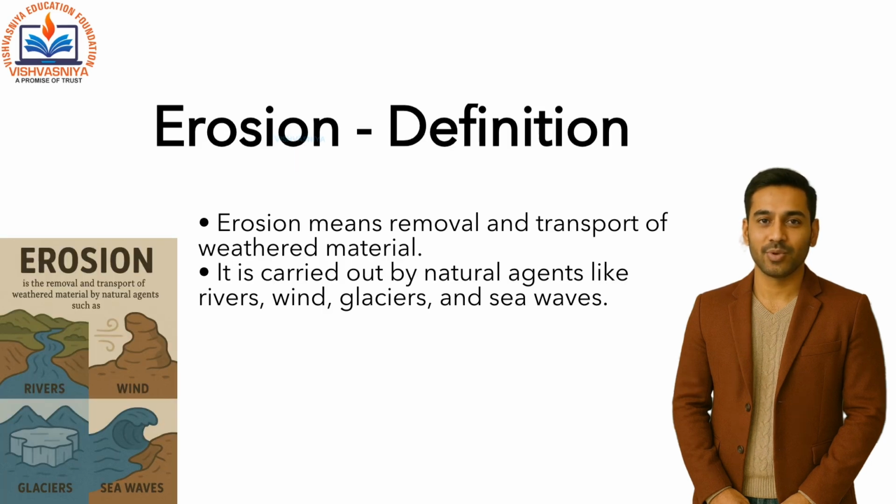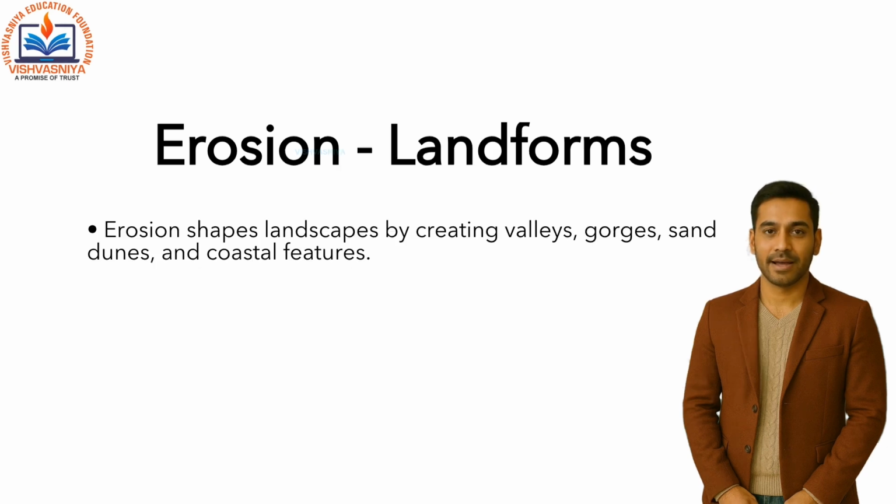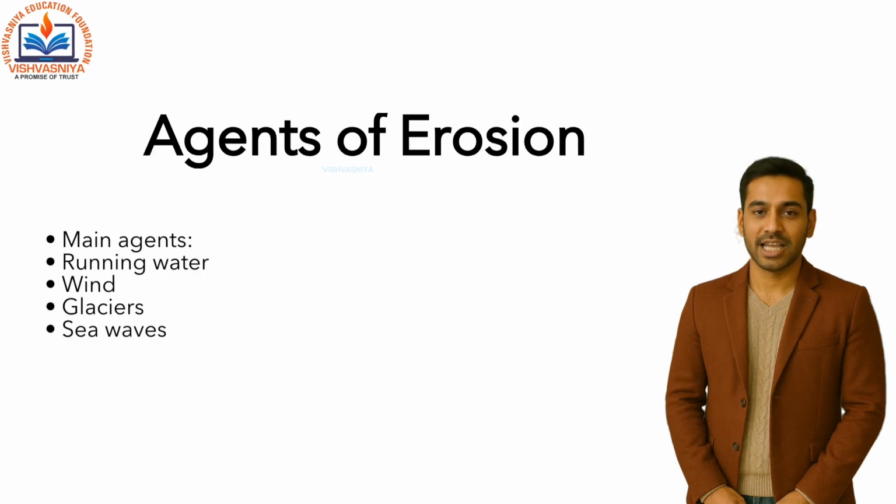Now let's move to erosion. Erosion is the removal and transport of weathered material by natural agents such as rivers, wind, glaciers, and sea waves. This process results in the sculpting of valleys, gorges, sand dunes, and coastal features. So, the agents of erosion include running water, wind, glaciers, and sea waves. Now we come to some important landforms shaped by these processes.